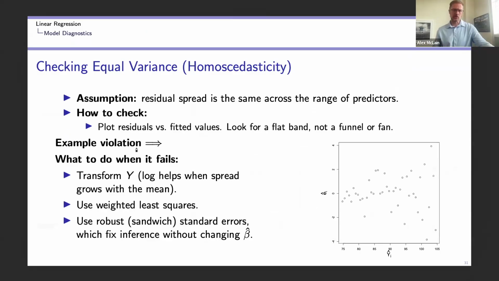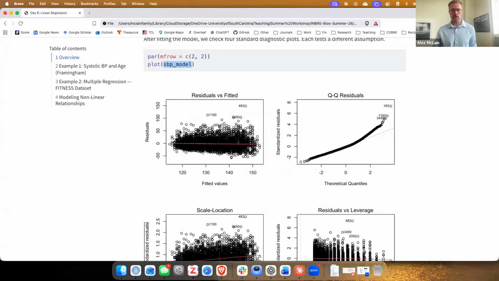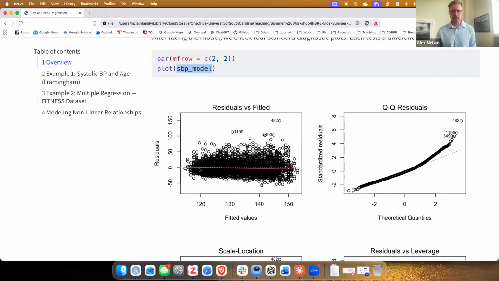Equal variance. So for the equal variance, this is something that, again, we can look at the residuals versus the fitted values. And what we want to see in this plot is that the variance is not increasing or decreasing. So here, again, this is an assumption that is probably violated with this data. As the fitted values are getting larger, the variability is increasing. So we're seeing more variability down here on the right side than we are down here on the left side.